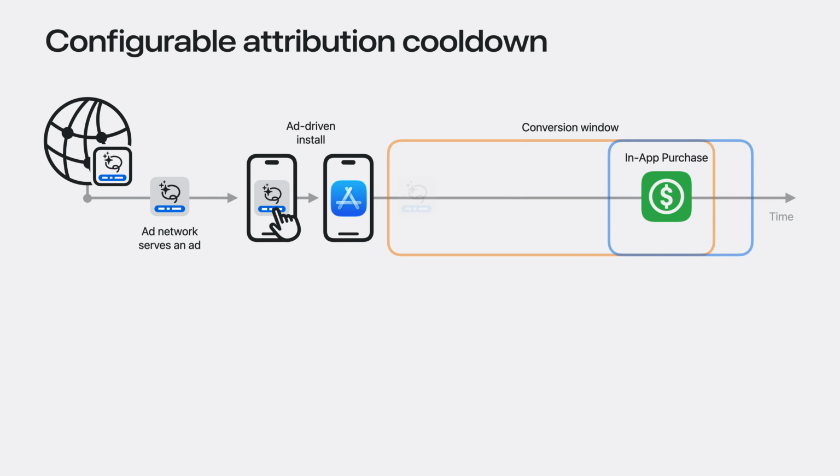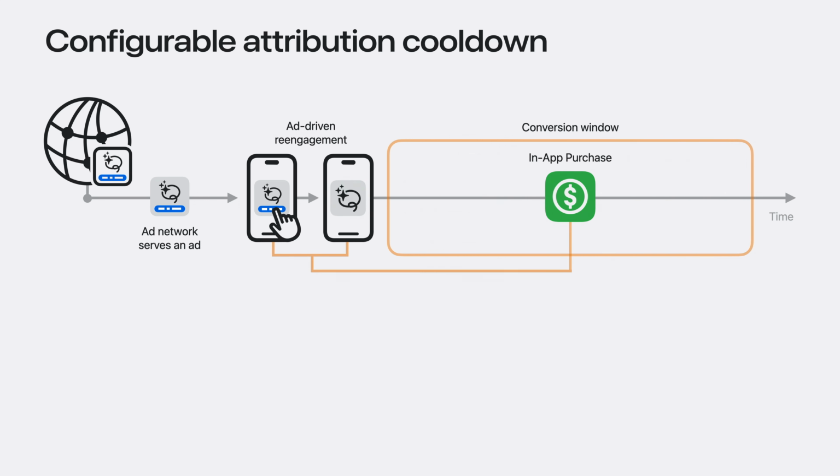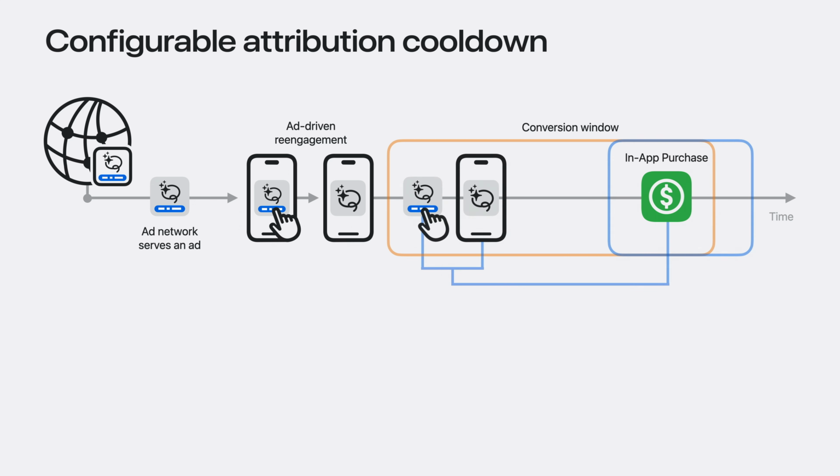But imagine immediately after installing the app, the same person tapped on a re-engagement ad and opened the app. Then the in-app purchase that should have been attributed to the install ad would be attributed to the re-engagement ad. This might not be the desired measurement objective for you. The same scenario may occur for a re-engagement ad that closely follows another re-engagement conversion. What would have been attributed to the first re-engagement ad will not get attributed to the second re-engagement ad.